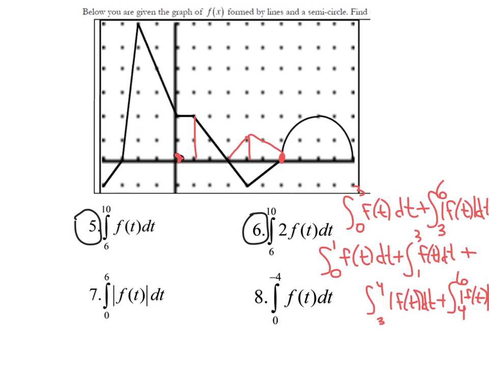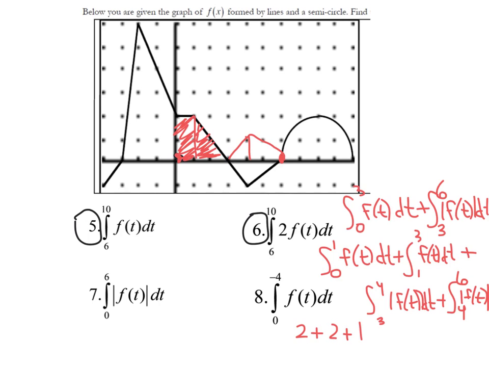Now when I do all this algebra, and basically it's a lot of geometry, right? So from 0 to 1, the area of that space is 1 times 2, so that's 2. And then from 1 to 3, I have a triangle. Well, it's 1/2 base times height. Well, base times height is 4, so 1/2 of that is 2.